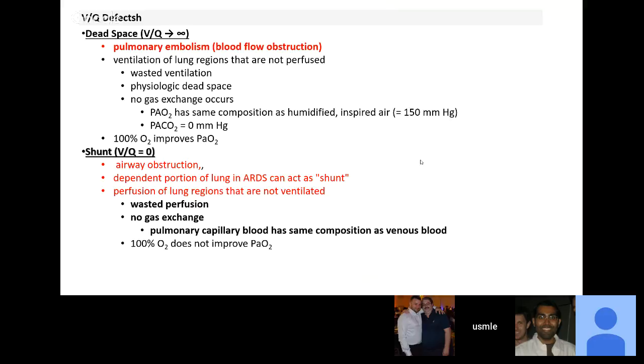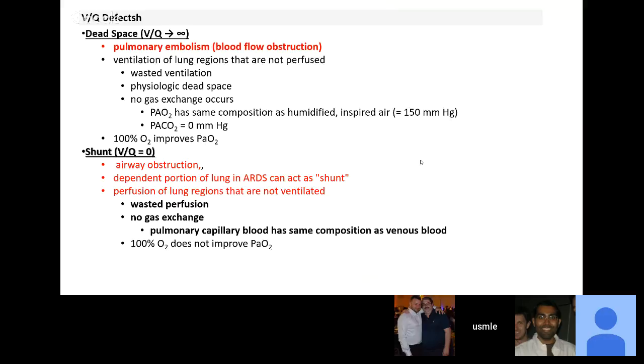That looks like a shunt, where the perfusion is going to decrease. But actually in those situations you're going to have perfusion but no ventilation, because you have an airway obstruction. So this is mostly wasted perfusion that does not match with the ventilation. There's no gas exchange once again.